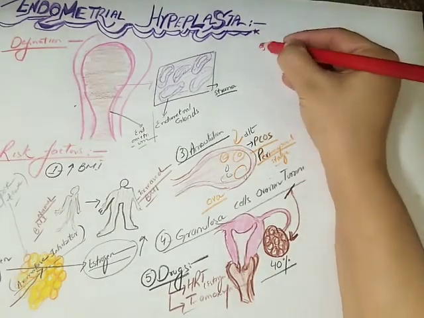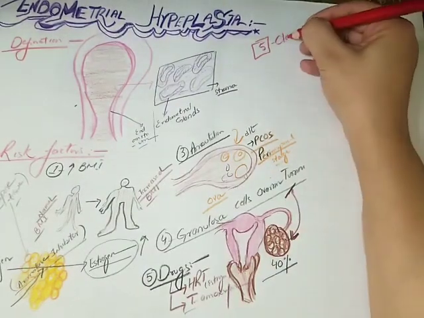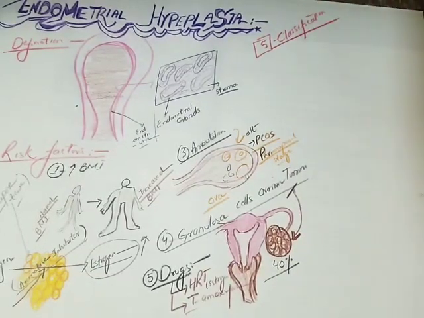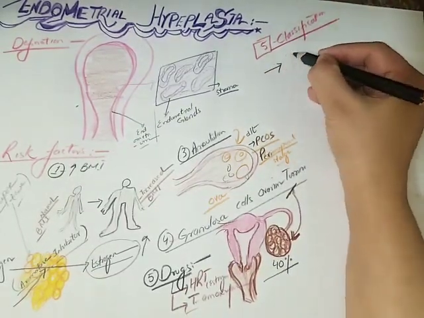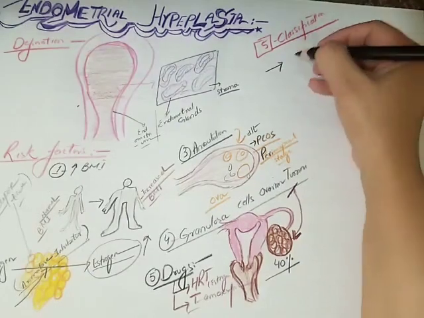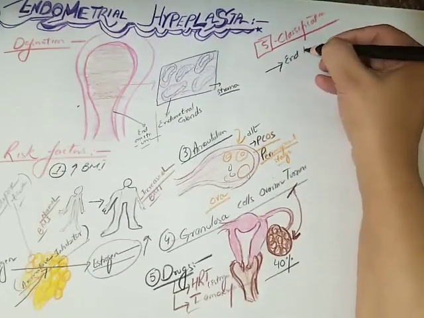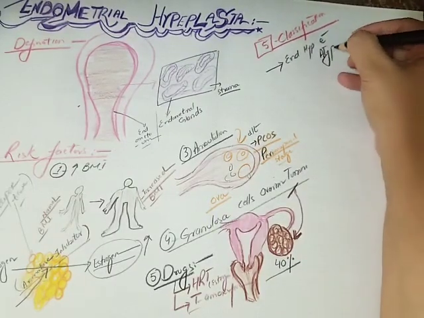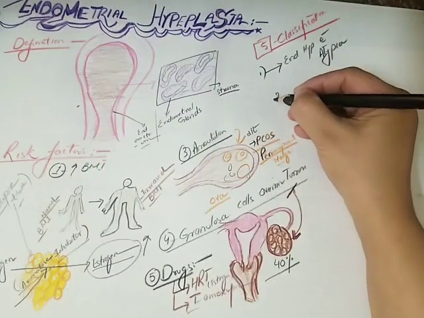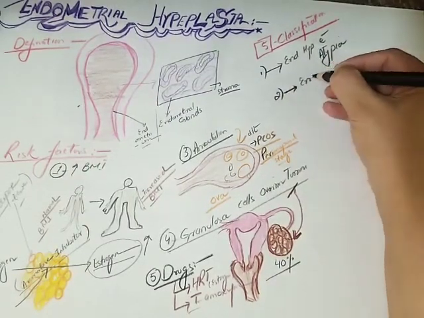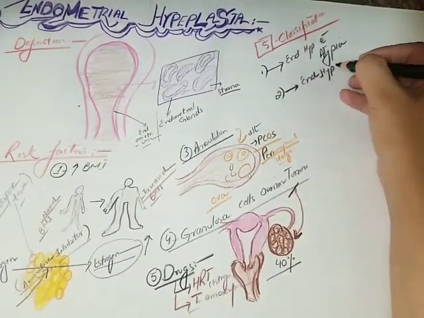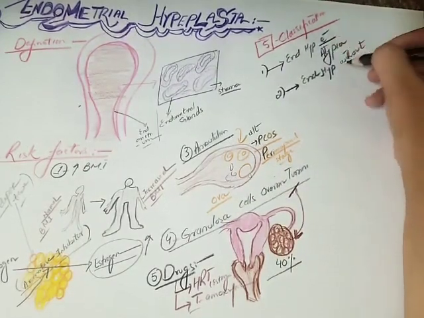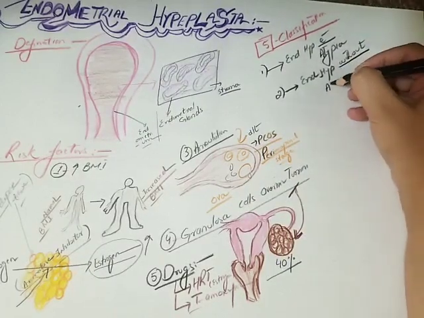Now, the fifth part of this guideline is about the classification. How would we classify this endometrial hyperplasia? Basically it is said that we divide endometrial hyperplasia into two types based upon the histological feature: endometrial hyperplasia with atypia, and endometrial hyperplasia without atypia.